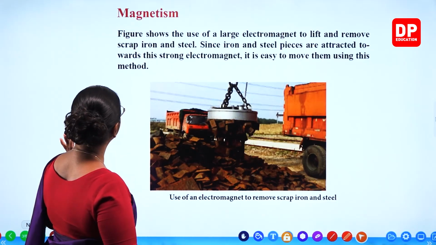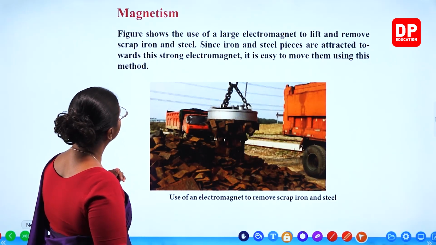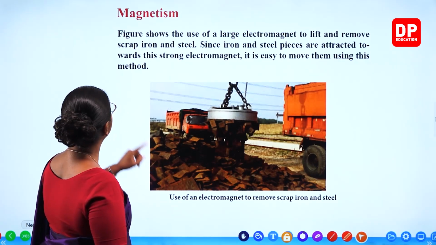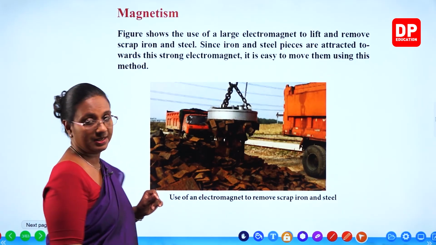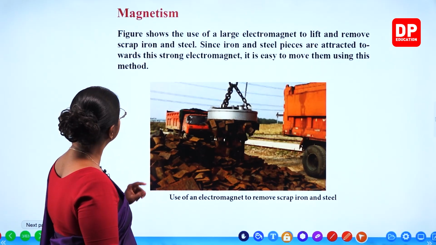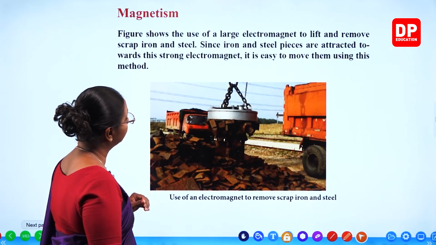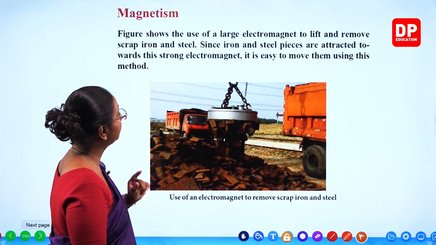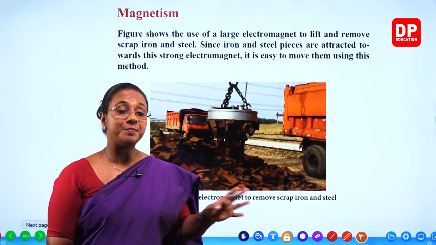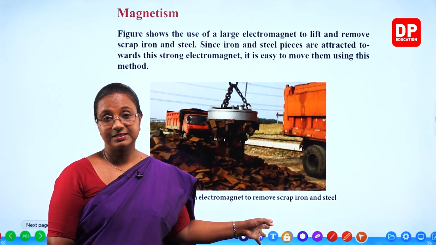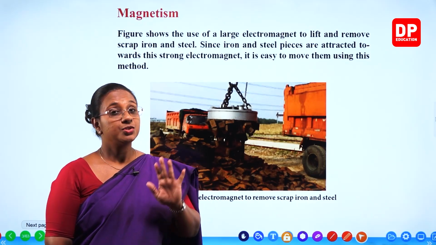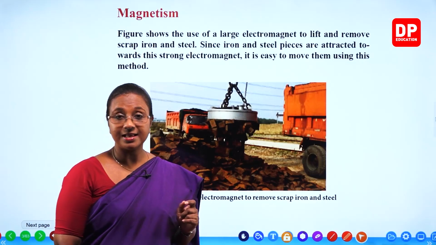Now, if we read the introduction, figure shows the use of a large electromagnet to lift and remove scrap iron and steel. So, since iron and steel pieces are attracted towards the strong electromagnet, it is easy to move them using this method. So, that is one example where we use electromagnet. That is again an introduction to this lesson. So, with that, students, I'll move on to the next slide.